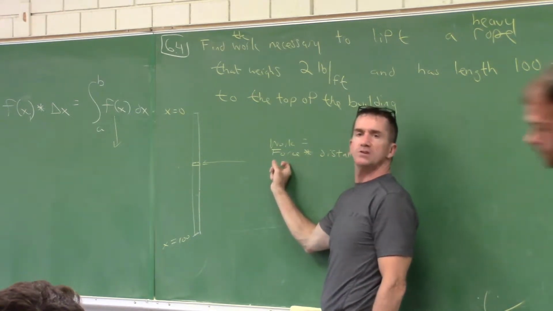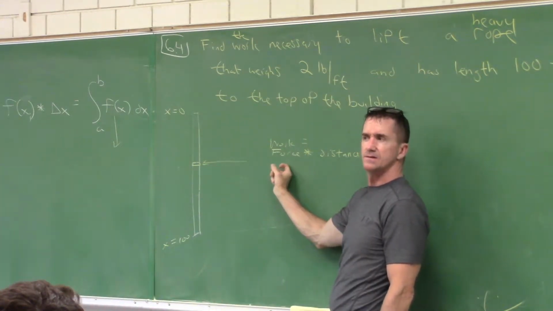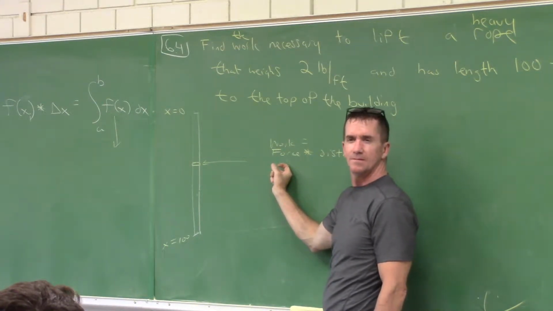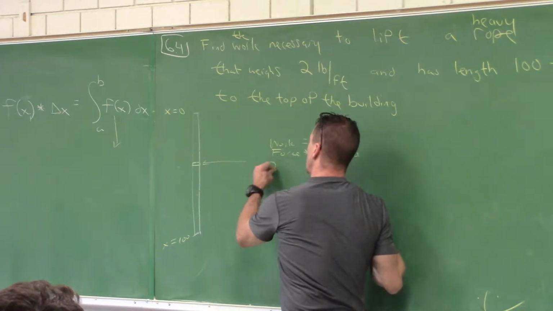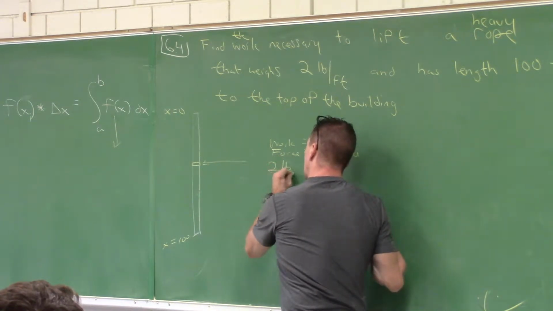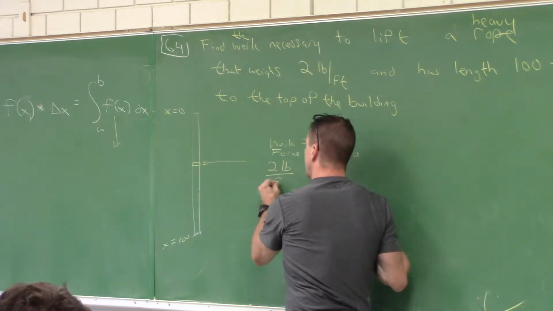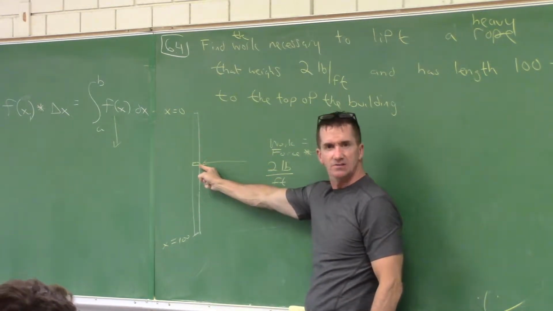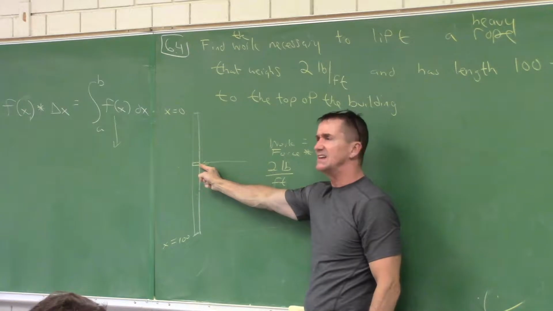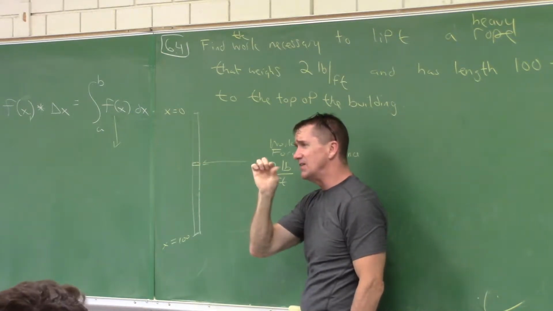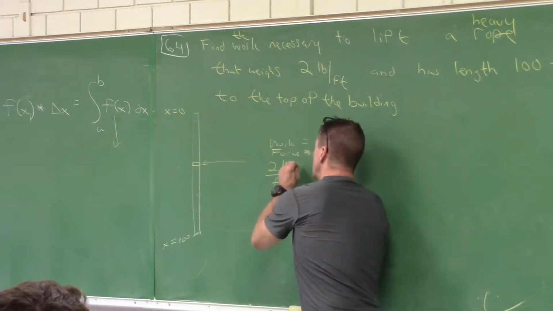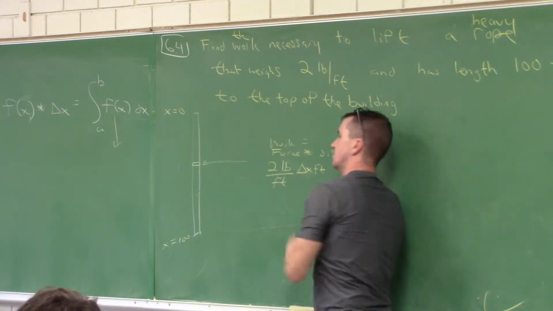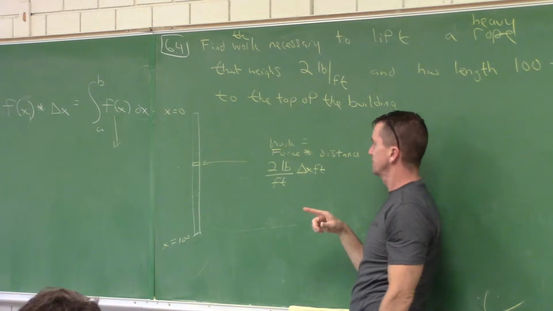I'm going to write down work equals force times distance. Let's talk about the force acting on that little slice. It deals with the weight of the road. What's the weight of this road? So I'm going to write 2 pounds per what? Foot. Sound good? 2 pounds per foot acting on that little slice. Now how much of that slice did I take? I took just what? Infinitely small. So I'm going to call it change in x, foot. Everyone see that? There's my force.